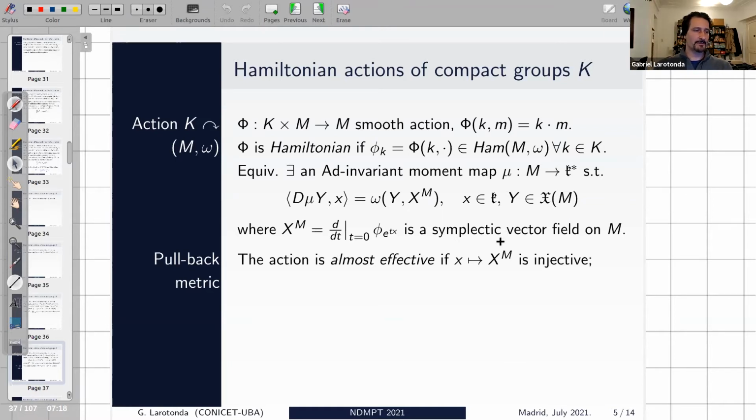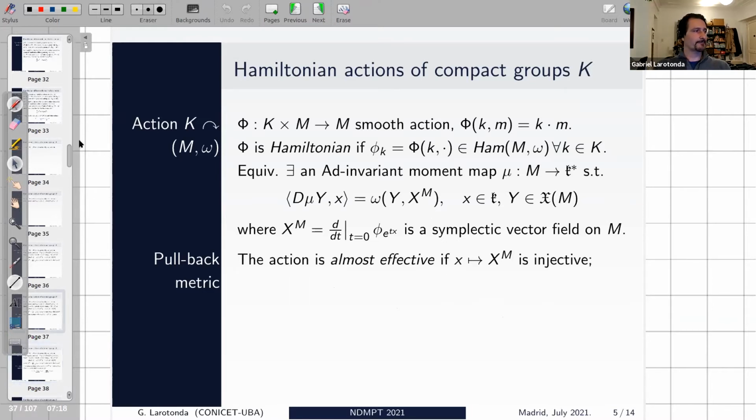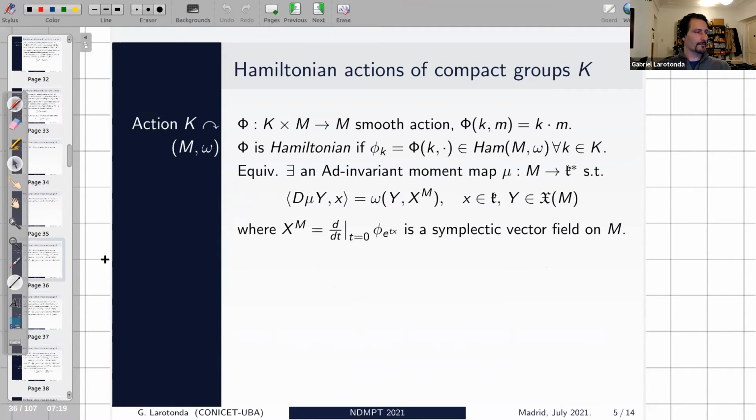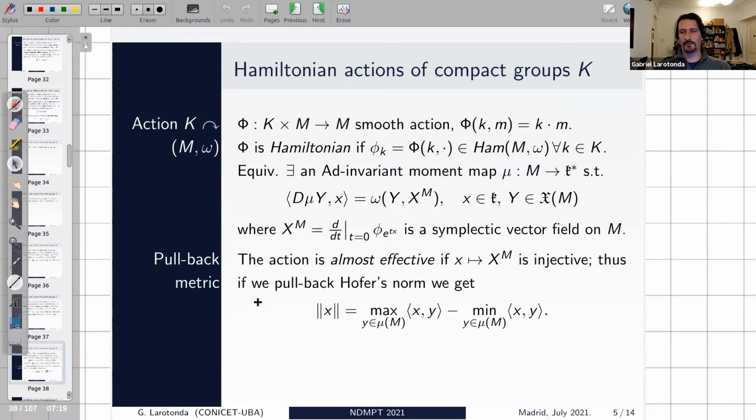And with this injective map, we can pull back Hofer's norm. Pull it back in the classical way. You define the norm of an element here in the Lie algebra, you push it forward here, and you give it Hofer's norm in the end. And not surprisingly, what you obtain by doing this pullback of the norm is you recover the Hofer norm we defined before with the set. Remember, there was a compact convex set, etc. The image of the momentum map of M inside the Lie algebra of the compact group K.